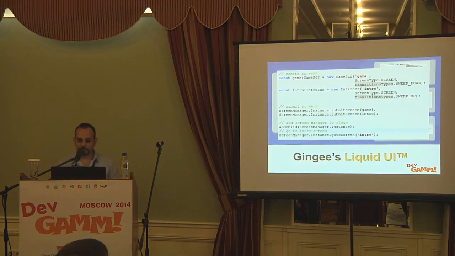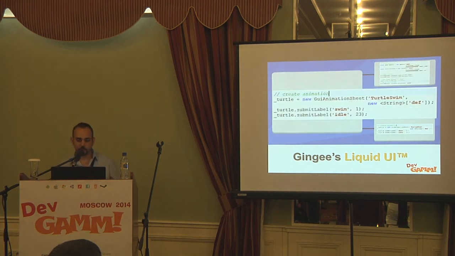Here is how you create screens and how you submit them to the screen manager. So you create a new screen. They are all extensions of a basic screen class that Gingee creates. So you can enter what type of screen it is: a pop-up, a message screen, or a regular screen. So it's a screen type over here. And you can also select the transition type. We have a lot of transitions out of the box, and you can create your own transitions yourself if you don't like what we give. So you create those screens, you submit them to the screen manager, you add the screen manager to the stage, and you go to screen, and that's it. It works.